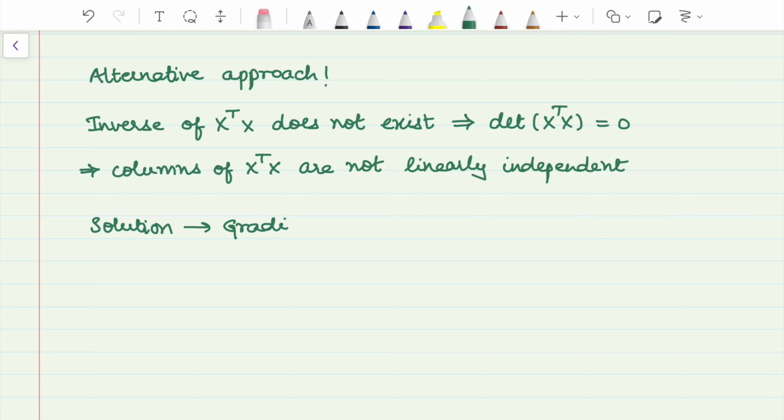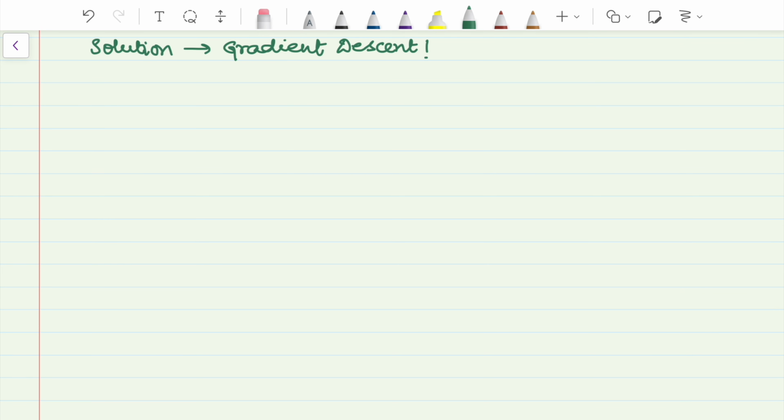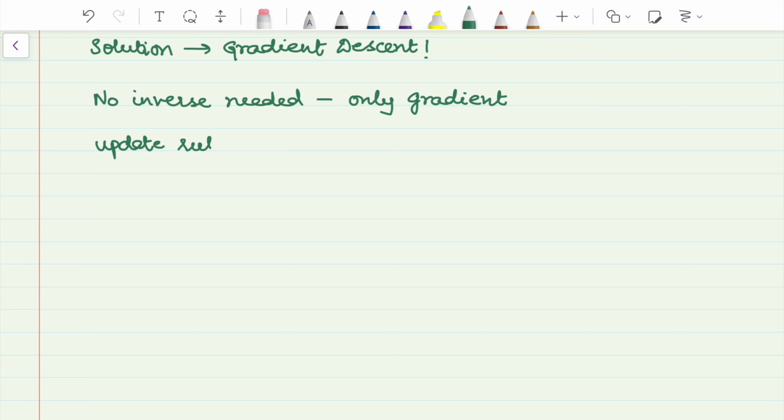We will use something called gradient descent. And the approach of gradient descent does not require us to have an inverse. Gradient descent is an iterative approach of updating the values of m and m0 such that we move closer to the optimal value of m and m0. The gradient descent update equation is m at t plus 1 equals m at t minus eta times the gradient with respect to m. Please note that eta here is the learning rate.